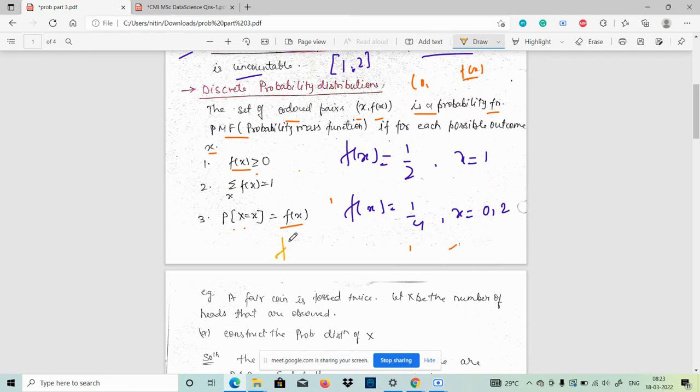So if you put f1, you will get 1 by 2, which is greater than 0. If you put f0, you will get 1 by 4, which is greater than 0, and you put 2 also, you will get 1 by 4, which is greater than 0. So the first condition is satisfied.